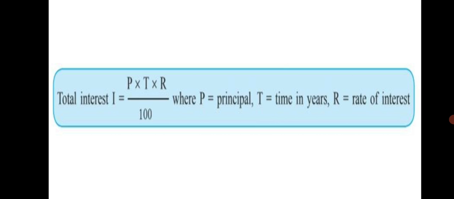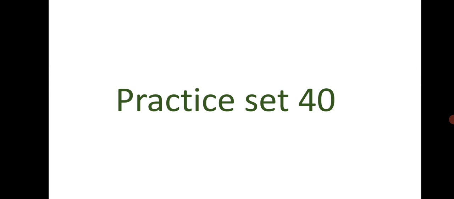So two formulas you have learnt now. Amount is equal to principal plus interest, and the second one, interest is equal to P into T into R upon 100. So if you know these two formulas well, you will be easily able to solve practice set 40. So let's start with practice set 40.